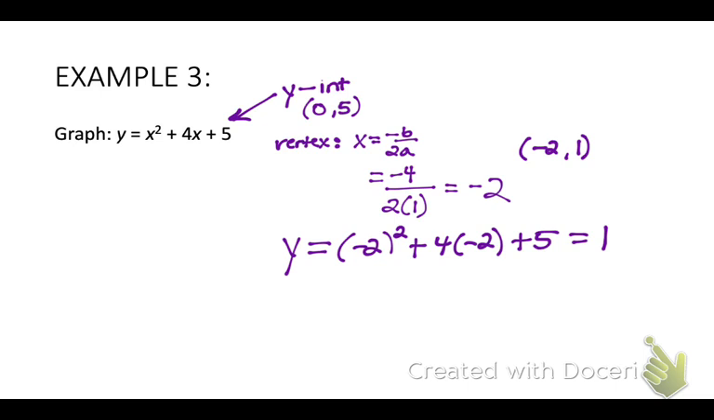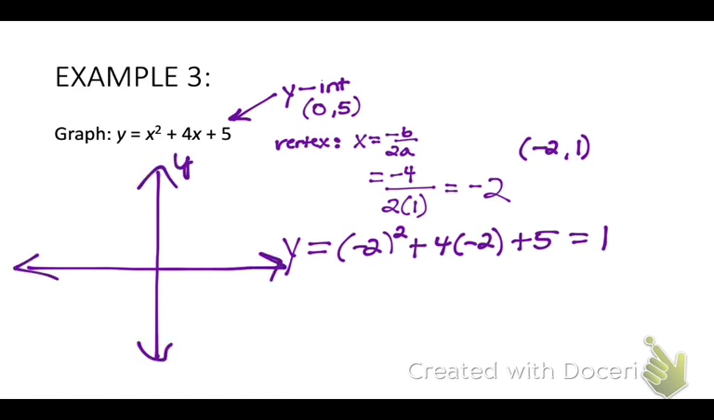All right, so let's make a graph. So my axes, labeling it y and x. I'm going to jump by singular tick marks, I guess. 1, 2, 3, -1, -2, -3, 1, 2, 3, 4, 5 to get up to. All right, so -2, 1 is going to be my vertex. I have a y-intercept at 5.